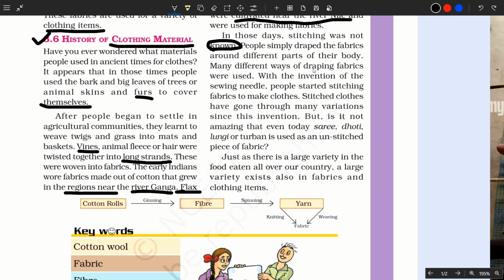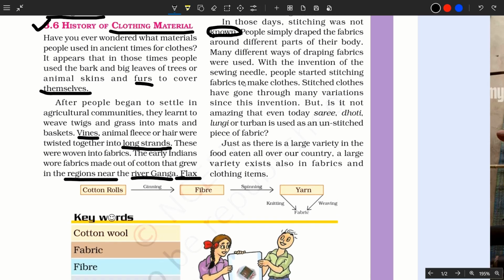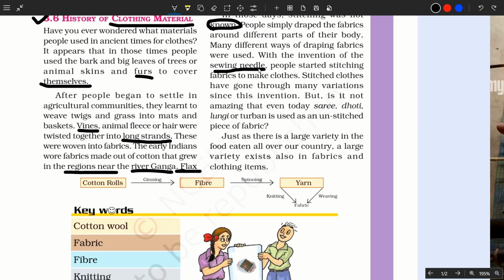Many kinds of ways of wrapping fabrics were used. With the invention of the sewing needle, people started stitching fabrics to make clothes. Stitched clothes have gone through many varieties since this invention. With sewing needles they stitched different types of clothes, and invented varieties and designs of clothes.